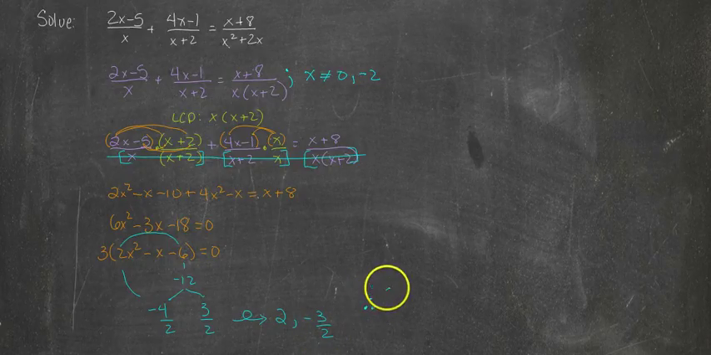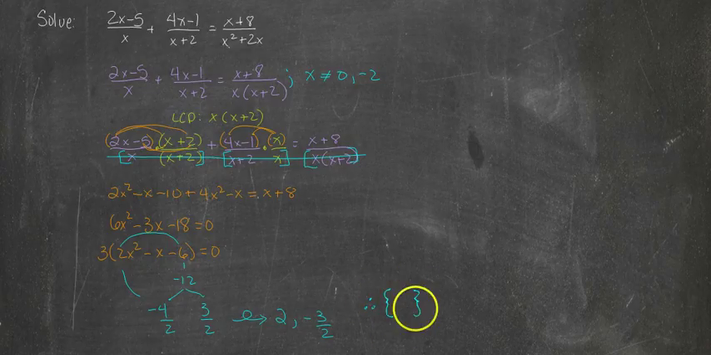Therefore, the solution set, and this notation, remember, just means set notation. It's like a little box you can put all the good choices in, are 2 and negative 3 halves.